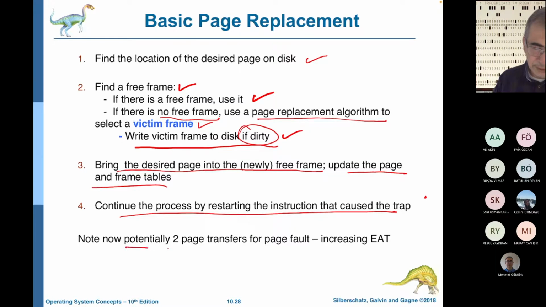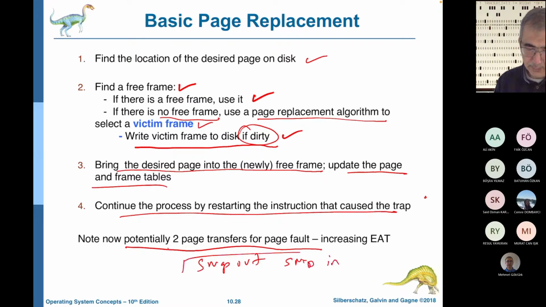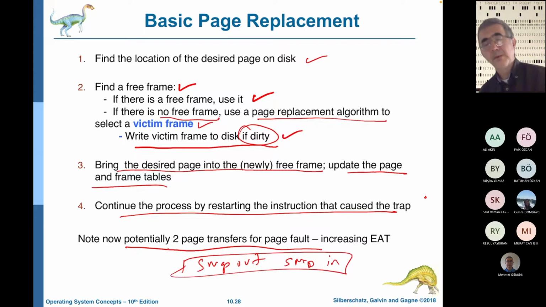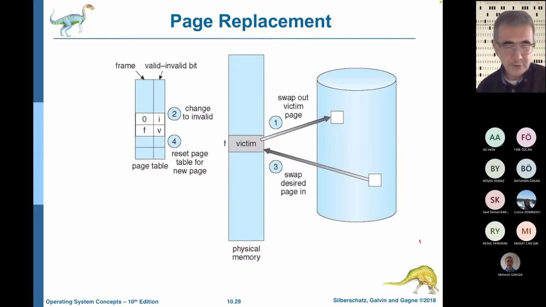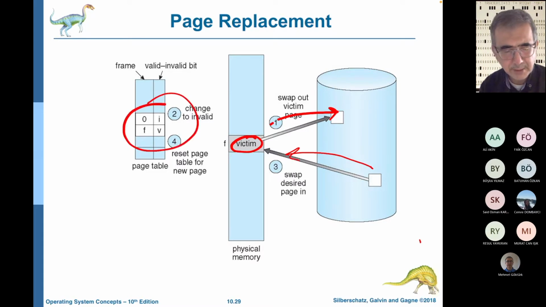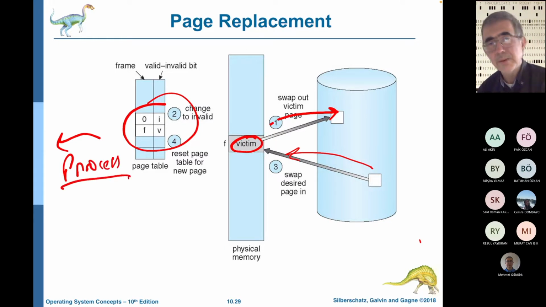Now we have potentially 2 page transfers for 1 page fault, which is one swap out and then a swap in. So that is the visualization. Find the victim, swap out, swap in, and reset. Update the table and go back to the process.